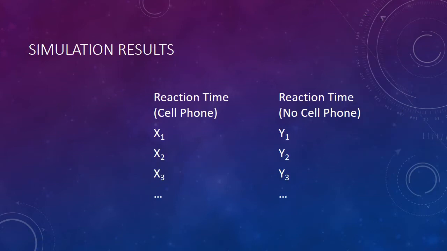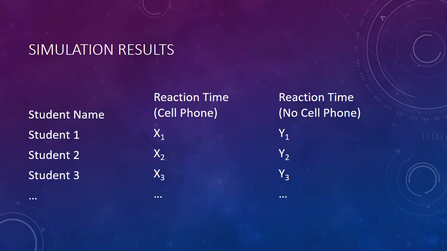But these two lists are related. Each number in one list can be paired with a number on the other list. How do we pair them up? According to which driver the measurements came from. Recall that each driver entered the simulator twice, once with and once without a cell phone. And the reaction times for a given driver are likely to be related. A driver with a generally fast reaction time is likely to be relatively fast whether or not they're talking on the cell phone. And a driver with a generally slow reaction time is likely to be relatively slow whether or not they're talking on the cell phone.